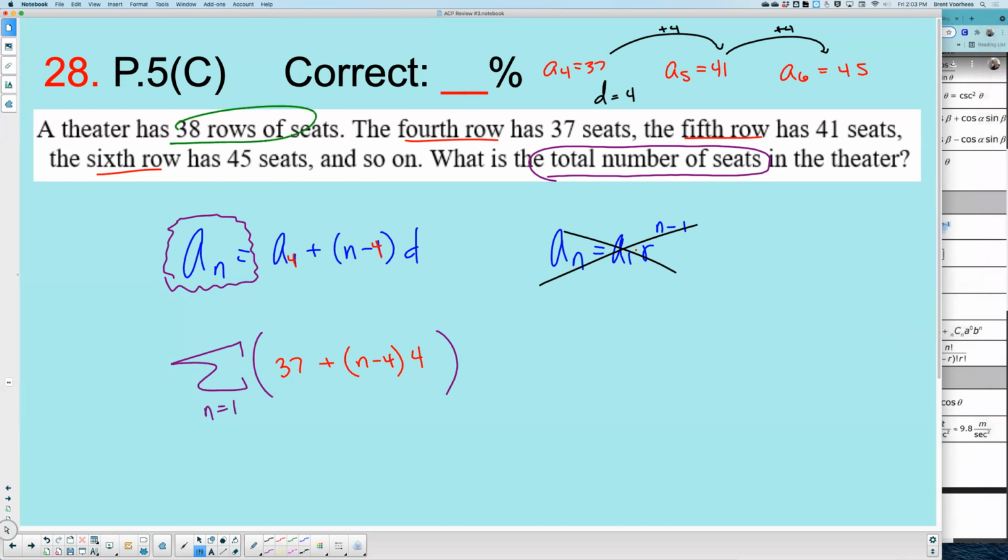38 right here. There's 38 rows, so that would go there. I'm going to pause this. I'll let you find the value yourself.